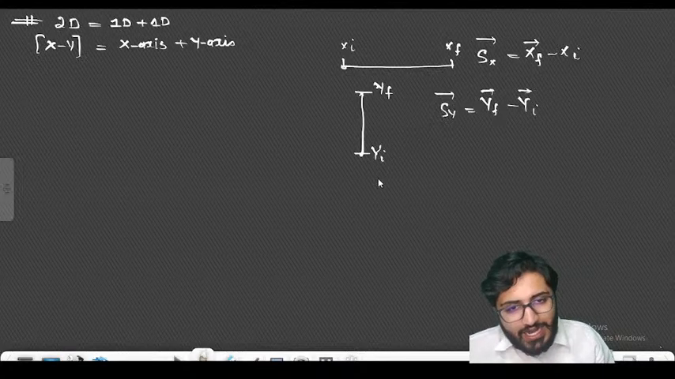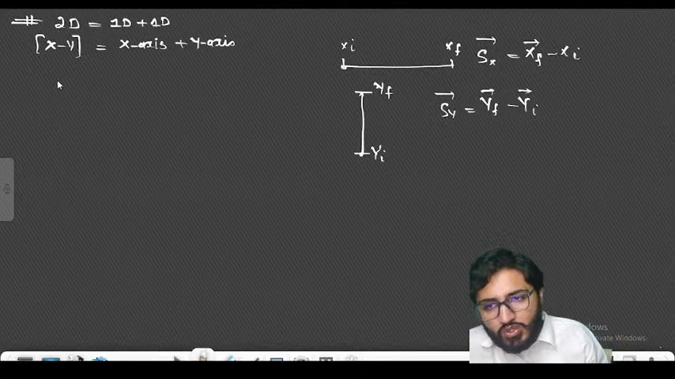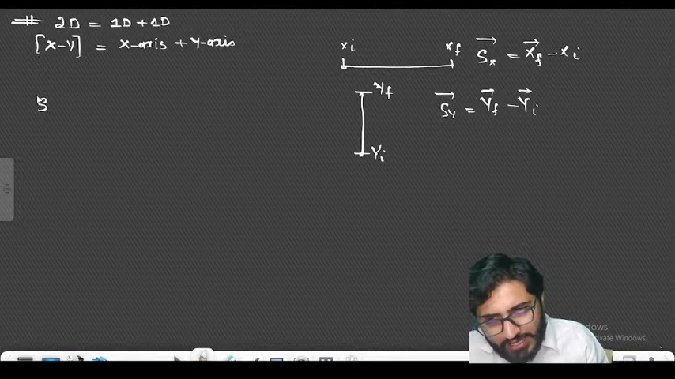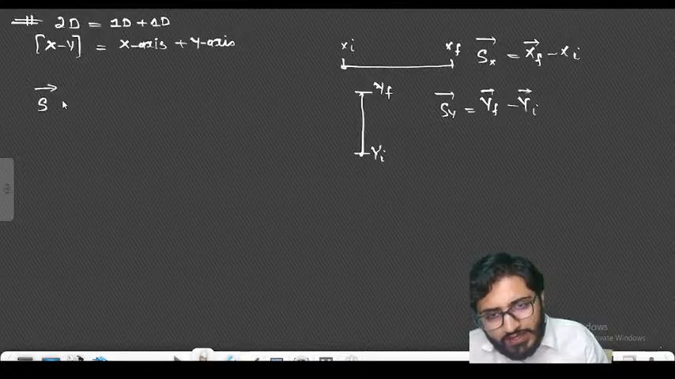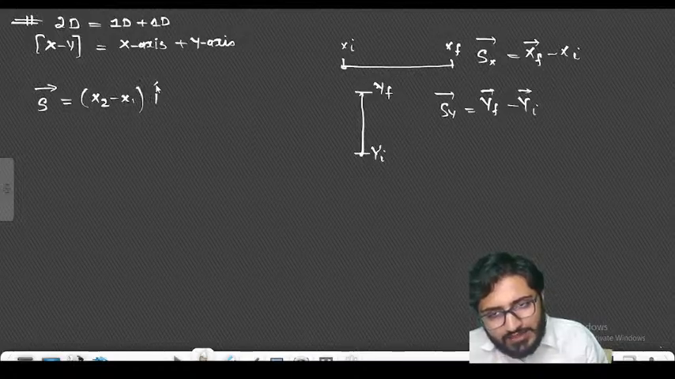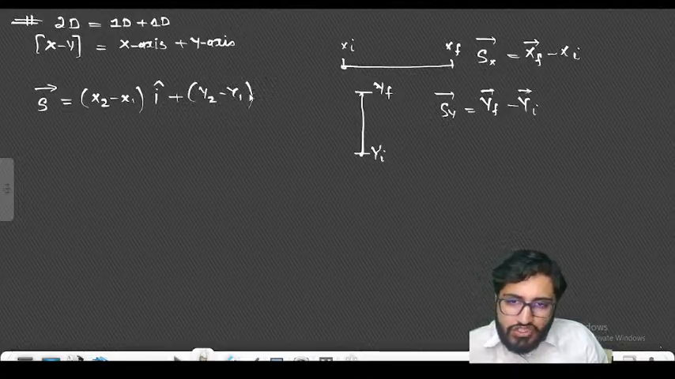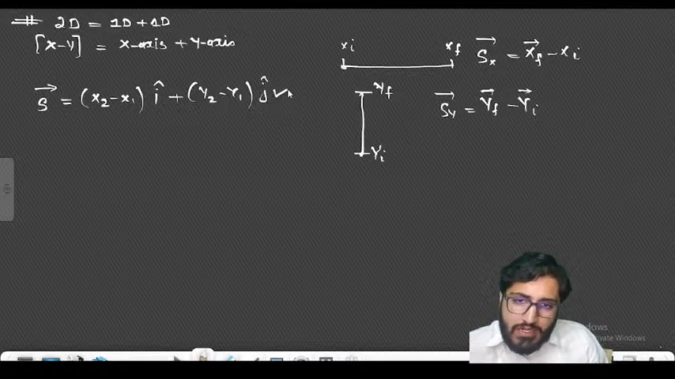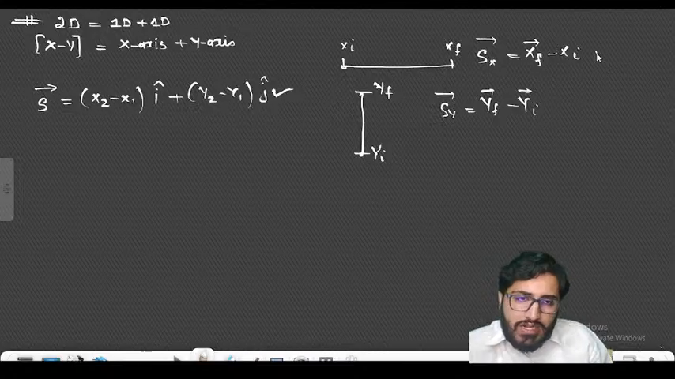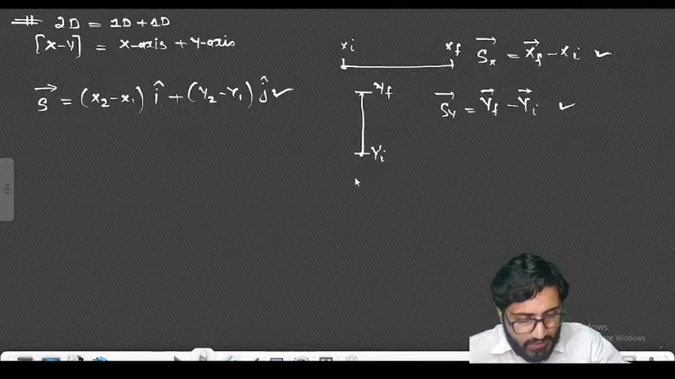But if we are dealing with 2D motion, how will we deal with it? I will write S2D. It will be (x2 minus x1) in the i direction, added to (y2 minus y1) in the j direction. This is known as displacement in 2D. These two are displacements in 1D. So 1D gives us 2D. Done?